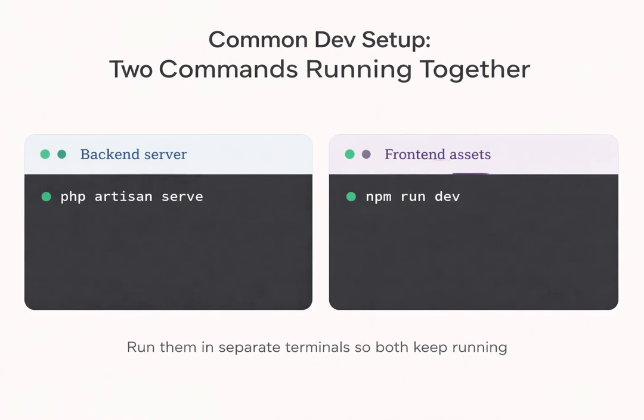The instructor's example setup is very typical. One terminal runs the backend server using PHP Artisan Serve, and another terminal runs the front-end tooling using npm run dev. The reason to separate them is simple. Both commands keep running continuously. If you run them in the same terminal, you can't easily keep both processes active at once.